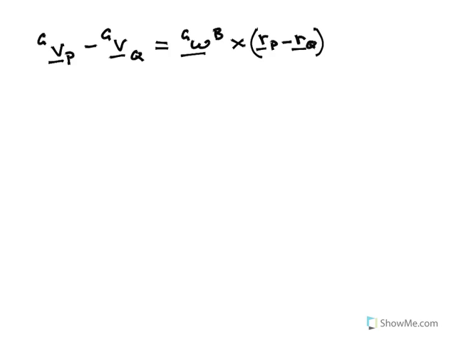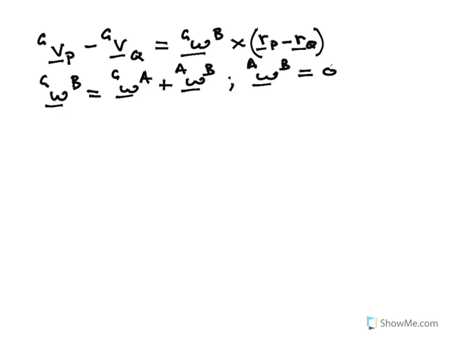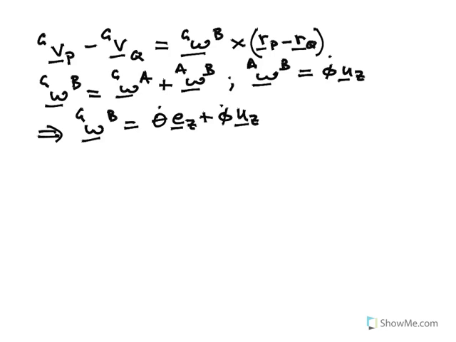Now, the angular velocity of B in G is equal to the angular velocity of A in G plus the angular velocity of B in A. We already have the angular velocity of A in G. We need the angular velocity of B in A. The angular velocity of B in A is equal to phi dot times uz. So this gives that the angular velocity of B in G is equal to theta dot times ez plus phi dot times uz. But since ez is equal to uz, we get theta dot plus phi dot times uz.